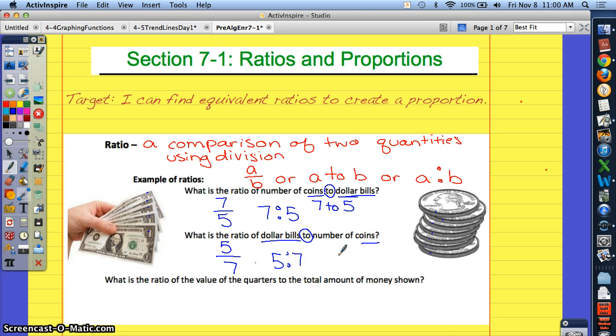All right, try the last one. I'm talking about the value of the coins here now. What is the ratio of the value of the quarters to the total amount of money shown? Try that one. You can pause and then press play whenever you're ready. So the value of the quarters, well, how much are those quarters worth? Well, there's 7 quarters, and each quarter is worth 25 cents. So I do 7 times 0.25, which means right now I have $1.75 in quarters, right?